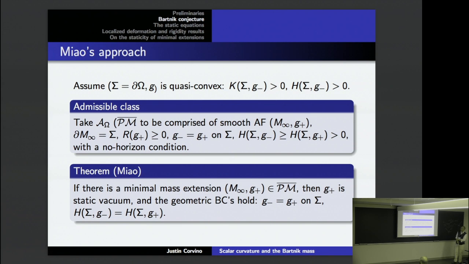So Pengzi proves that if there's a minimal mass extension in this class, which it's reasonable to assume is in that class, then the extension is static vacuum. So those are the exterior equations, and the geometric boundary conditions hold. You've got, well, this is built in, and the equality of the mean curvature.